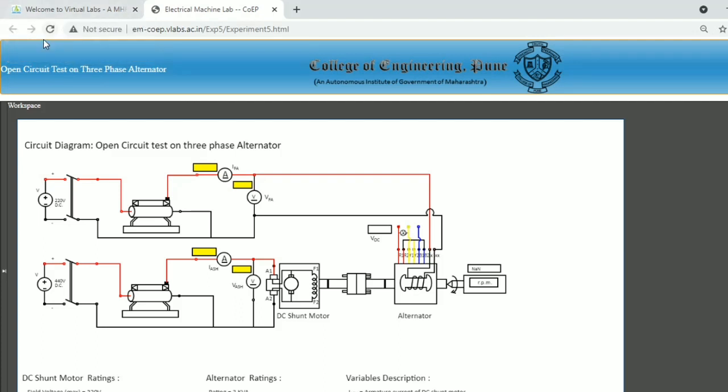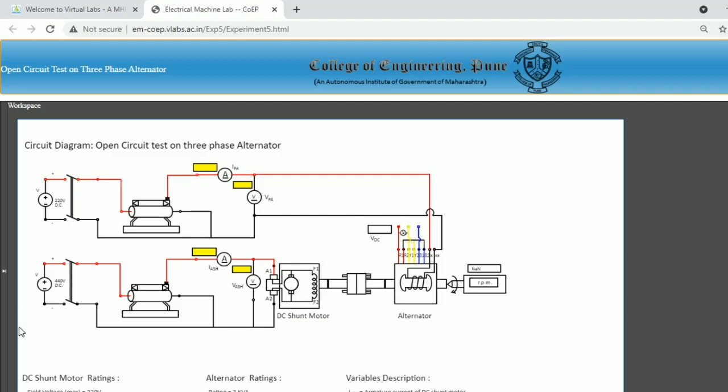In the case of the short circuit test, in the same manner the alternator is run at synchronous speed, but the armature stator terminals are kept shorted. And here this is the three-phase alternator, and this is the stator of the alternator, and you can see the terminals are kept open. This is the rotor of the system, which is driven by the DC shunt motor.